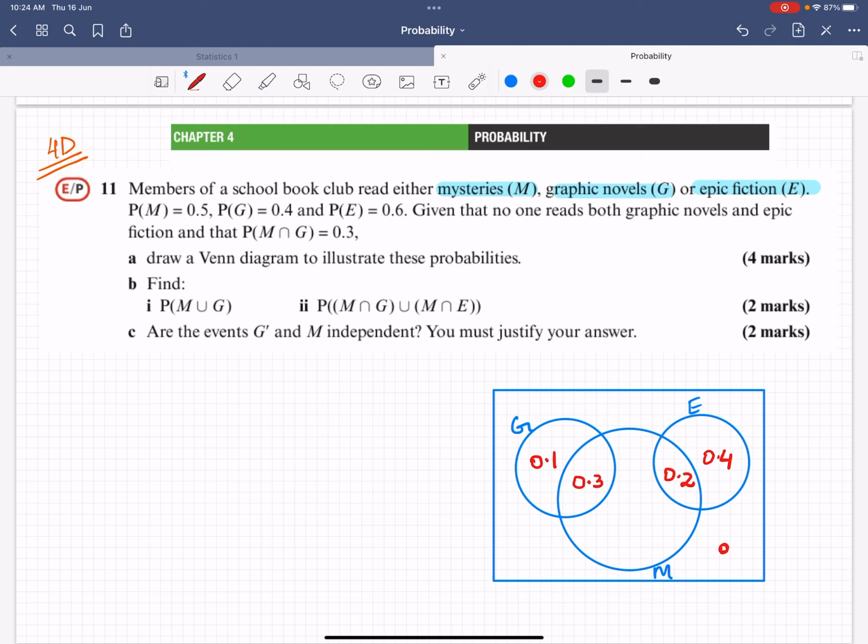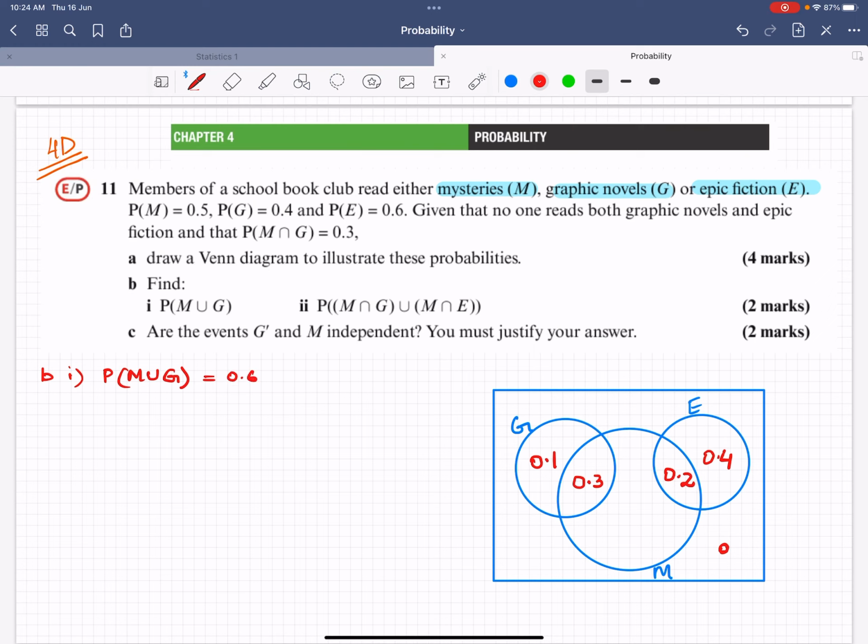Now part B says find the probability of M union G. So let's start with B1. B1, probability of M union G. So M union G means all of M and all of G without repetition. So that will be 0.6. So let's write here 0.6.